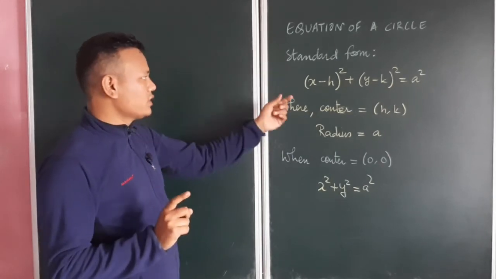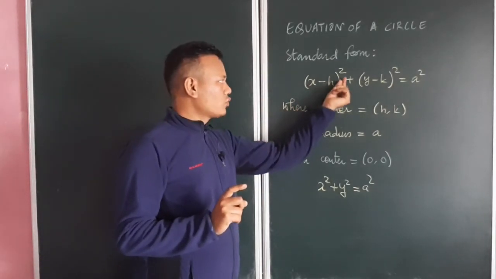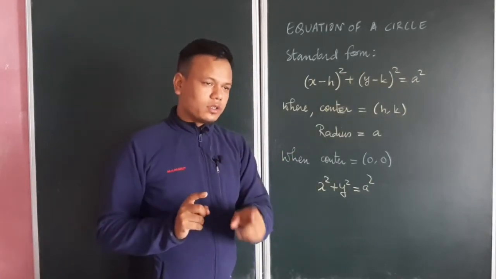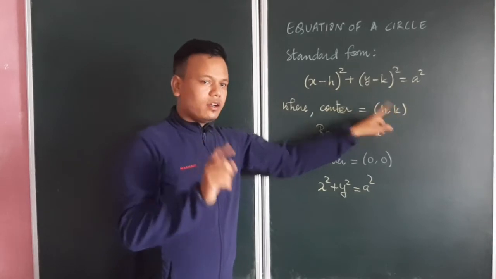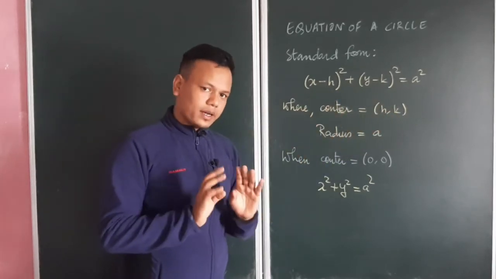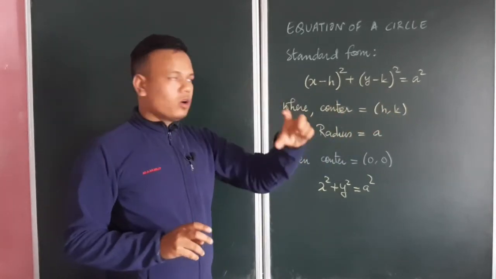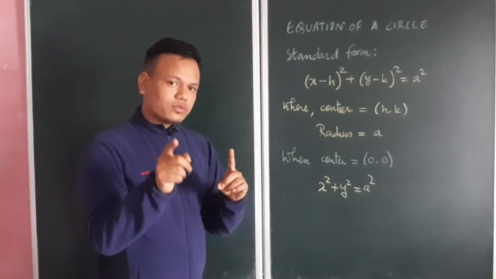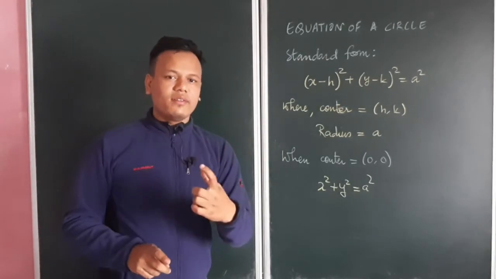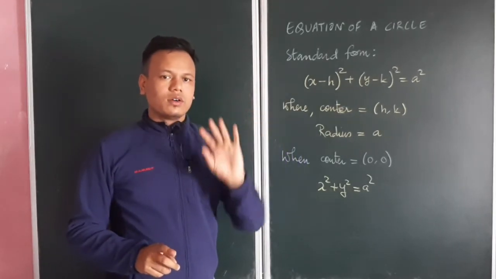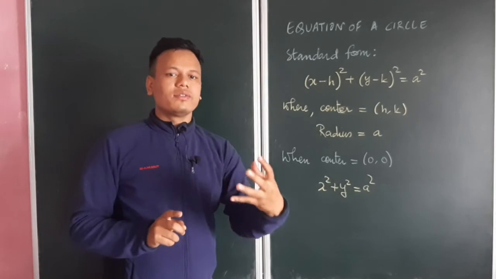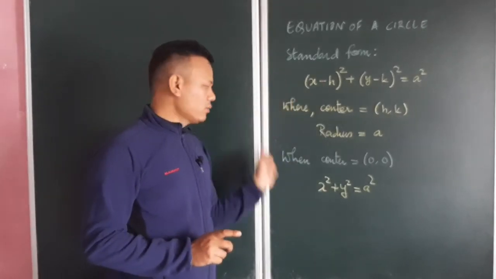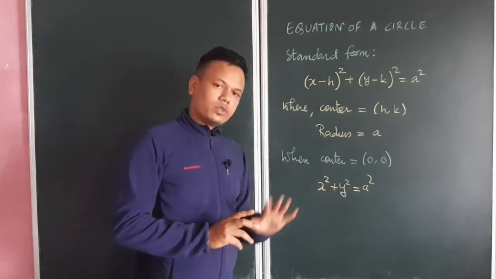Standard form says (x minus h) whole square plus (y minus k) whole square equals a square is the equation of a circle with center (h, k) and radius a. Among various special cases, in the first one, if the center coincides with the origin, then the equation of the very same circle becomes x square plus y square equals a square.